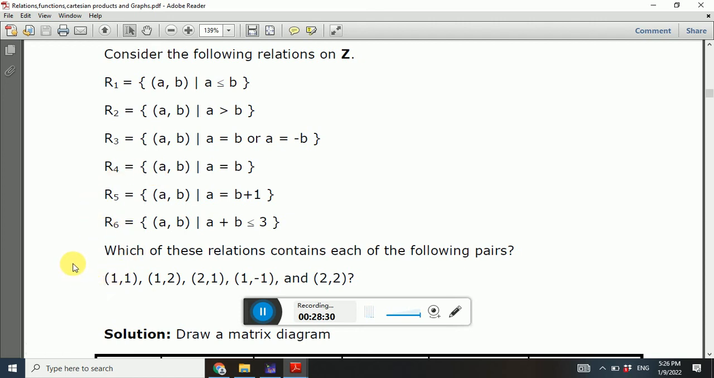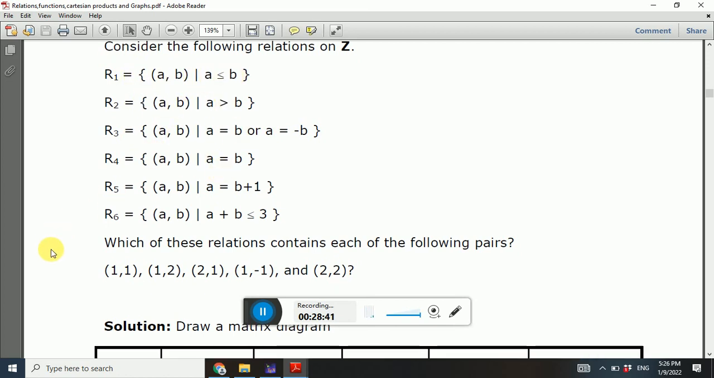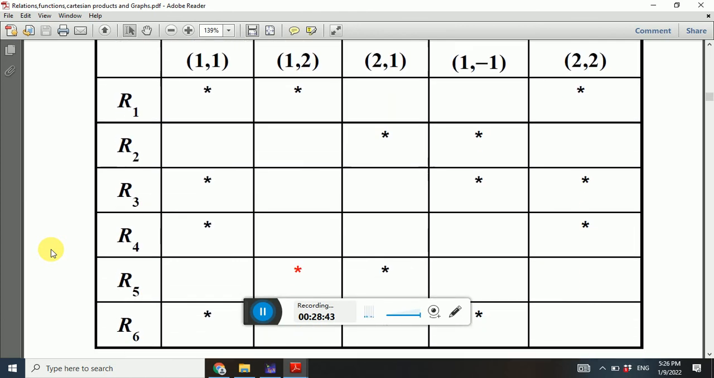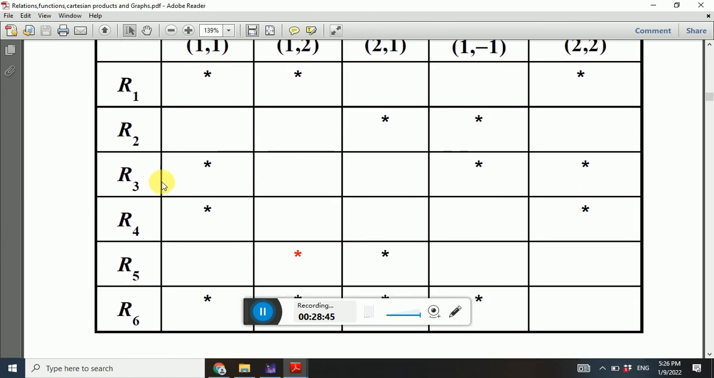So I want you to do the same for each of these other pairs and see where they are satisfied in each of these relations. Okay, so that's what this example was trying to look at.